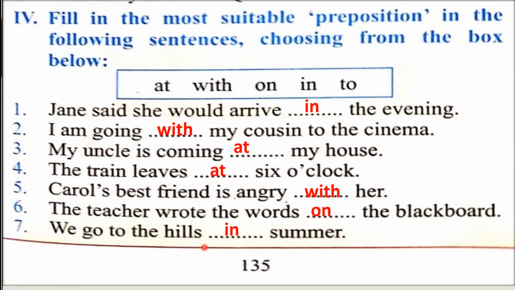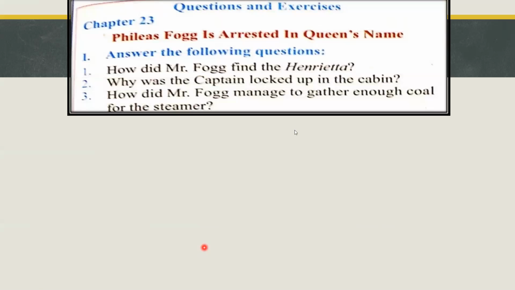Now one exercise left, and that is exercise number 1. You are well aware that this is always about question and answer. So look over here, we have exercise number 1, questions. Chapter number 23, Fogg is arrested in the Queen's name. Answer the following questions. Now what you have to do is write the answers of these questions.